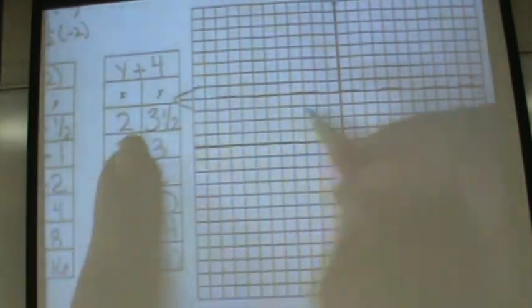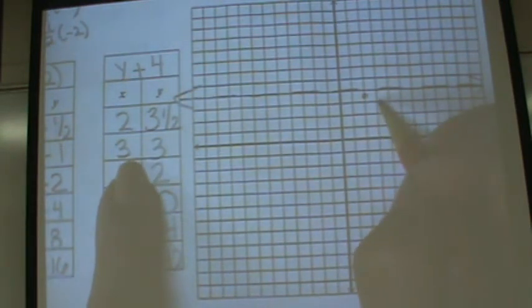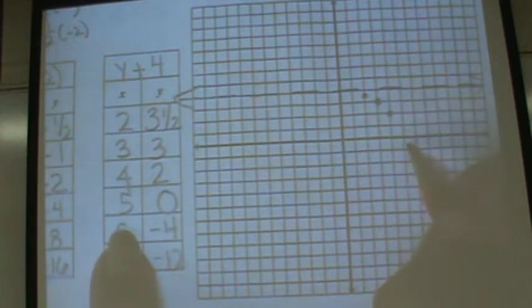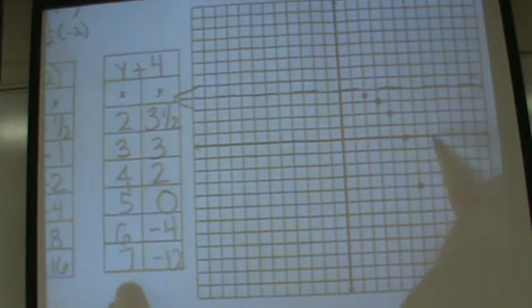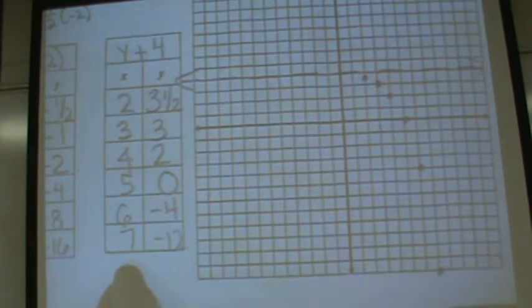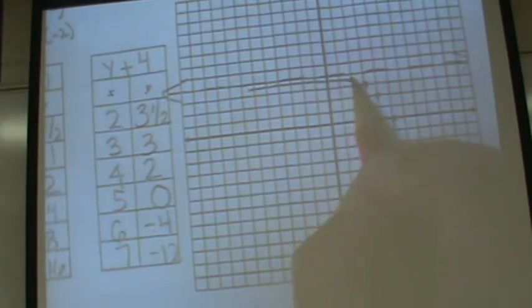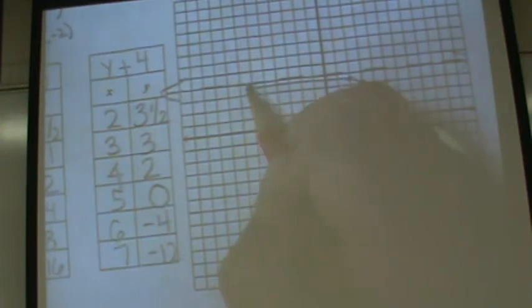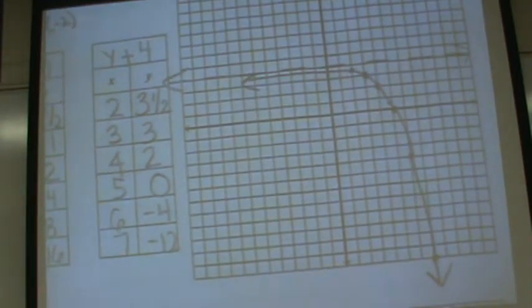So 2, 3.5; 3, 3; 4, 2; 5, 0; 6, -4; and 7, I think that's -12. So we are going to graph this with a smooth curve. And we're done with that. And one more. And you can use your calculator to plug this in and check.